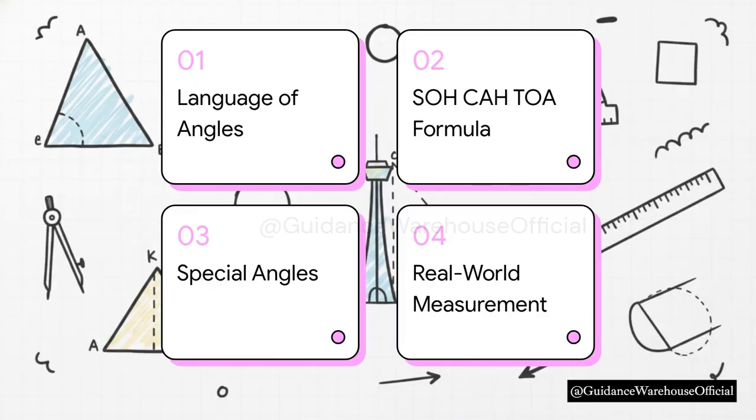So in this explainer, we're covering three main things: the language of angles, the SohCahToa formula, and real-world measurement. By the end of this, you'll understand exactly how to apply these tools to literally measure the impossible in the real world. We're going to decode the hidden math that surrounds us every single day.